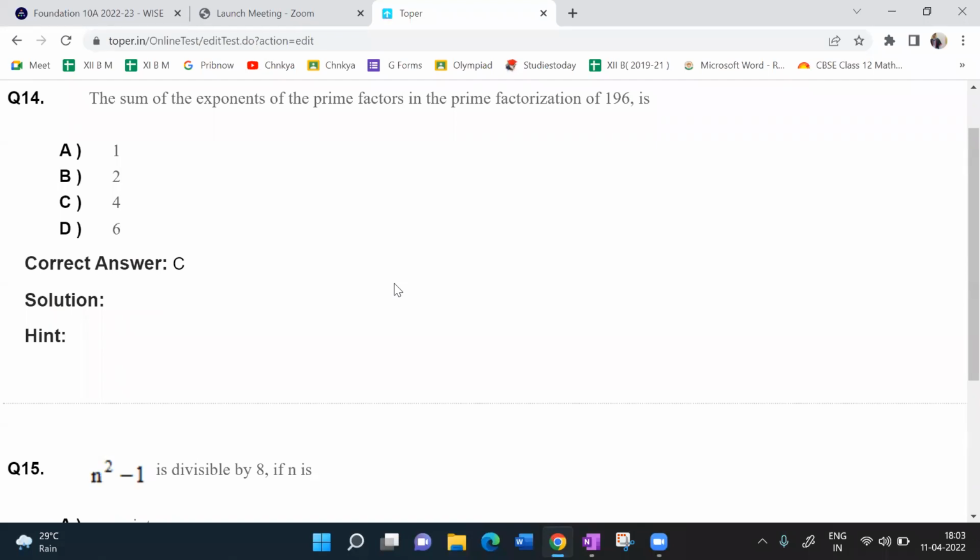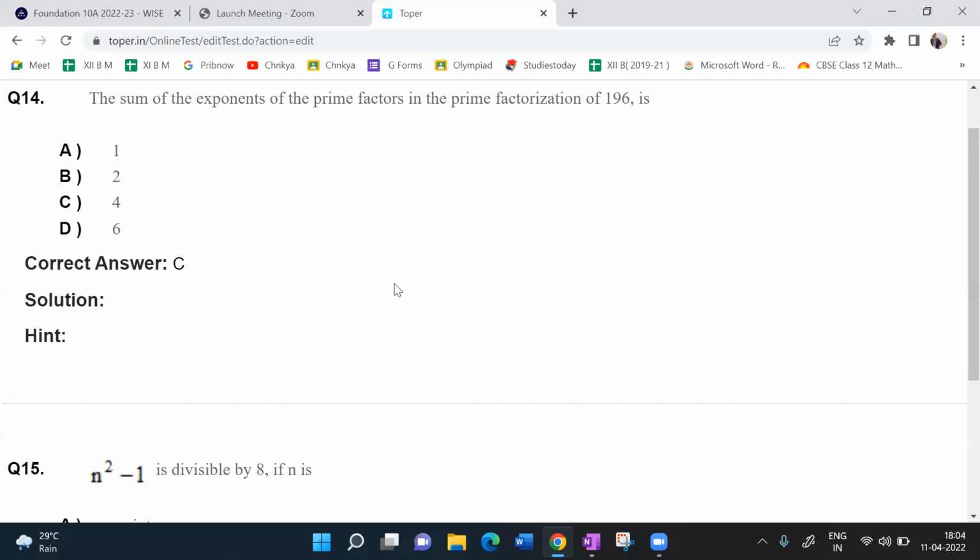Sorry. Factorization would be 2 squared into 7 squared. Yes. What about others? Yes, sir, I got this one. 2 plus 2, if we add the exponents, we will be getting 4. Very simple question.